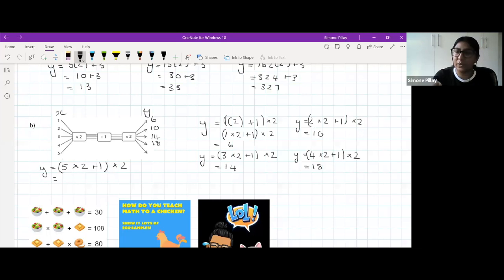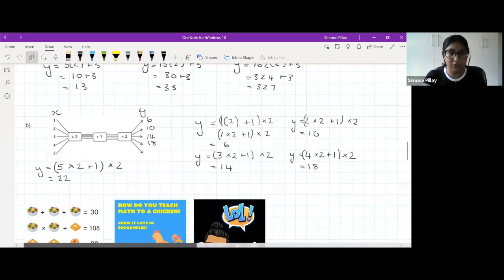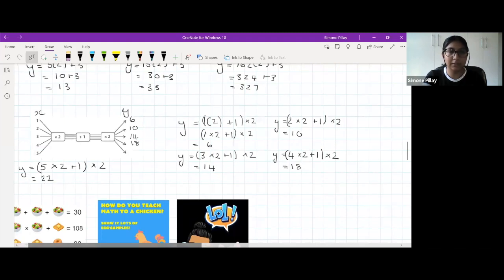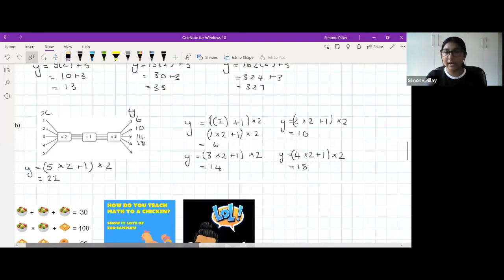I see a lot of 22s flooding in. Let's see. 5 times 2, 10. 10 plus 1, 11. And 11 times 2, 22. I'm not surprised. You guys are correct. Okay, if somebody wants to take a screenshot of this, let me just scroll so you can see that nicely. There we go. And we have earned ourselves a brain break.